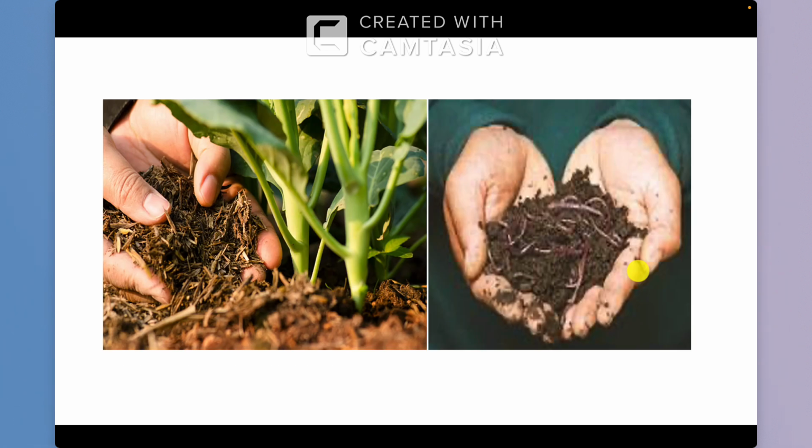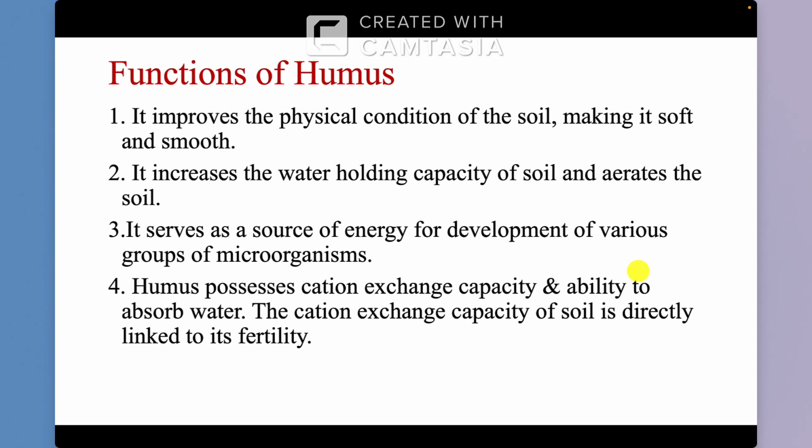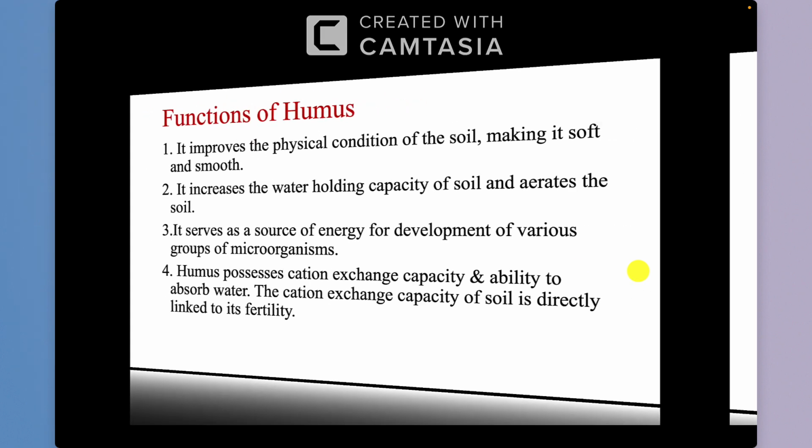Here, as you have seen, the microorganisms in the humus and the worms in the soil. You know that these worms have a lot of importance in the soil. Humus has a lot of functions: it improves the physical condition of the soil, increases the water holding capacity of the soil, serves as a source of energy, possesses cation exchange capacity and the ability to absorb water, and of course increases the fertility of the soil.